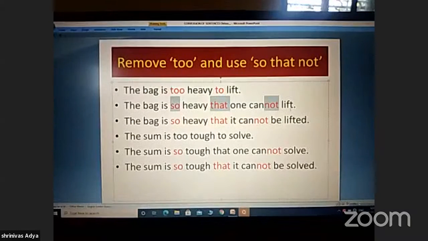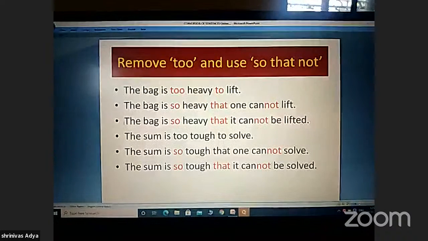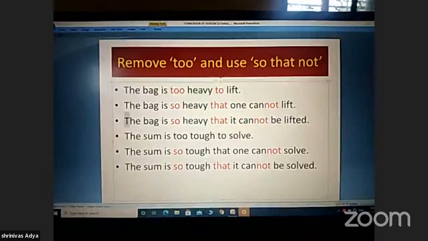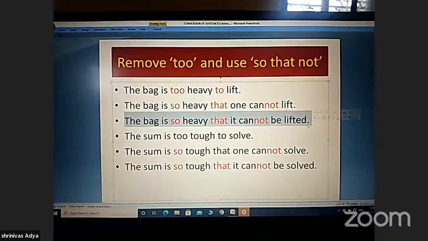See, the bag is so heavy that one cannot lift. This is one possible answer. Another way of rewriting the sentence using so that not is this one, in passive voice. You can take it down also. Observe here: the bag is so heavy that it cannot be lifted. So you have two possible ways to rewrite the sentence using so that not, and you can follow whichever you find easier and more convenient.